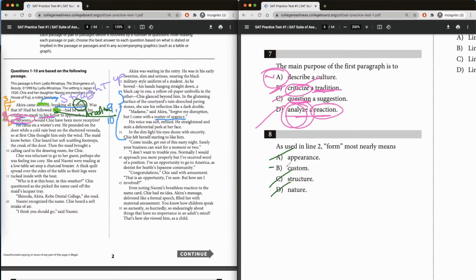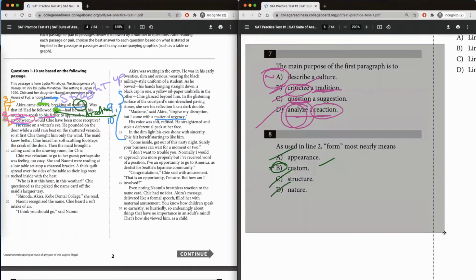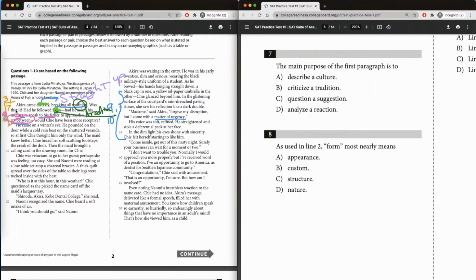Structure is not it and nature is not it. It's custom. Done. All right. And that is how we would have done those 3 questions. Now, as we move on, I'm going to go ahead and just delete this for the sake of our visual purposes, making it look nicer, cleaner.